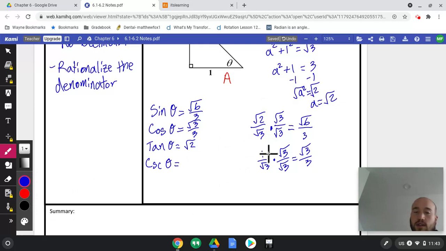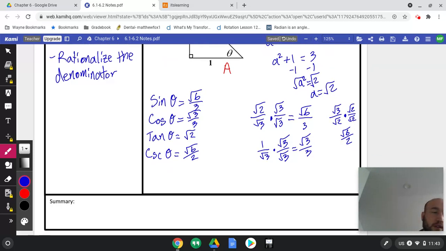Now, I'm going to start with the original. So instead of square root of 2 over square root of 3, it would have been square root of 3 over square root of 2. Still have to rationalize the denominator. And we get square root of 6 over 2. Okay, we're almost done with our notes here.